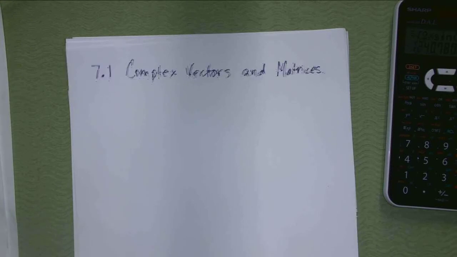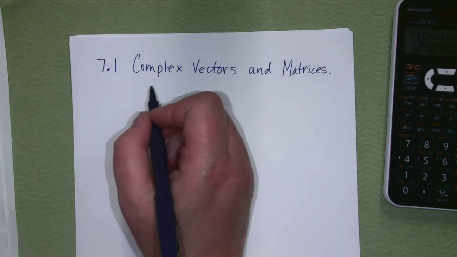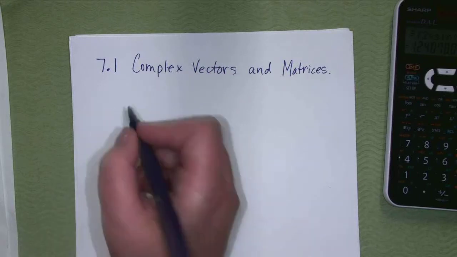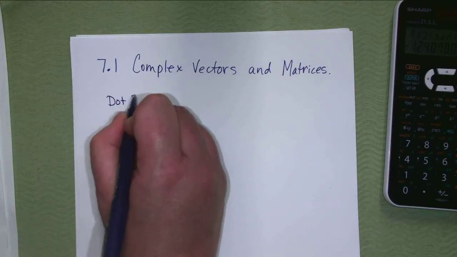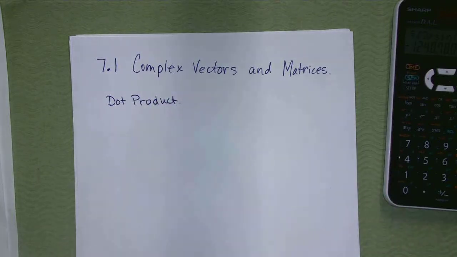Okay, so 7.1 is complex vectors and matrices. So we're just going to use complex numbers in matrices and vectors. So first of all, the dot product. Everything is defined a little bit differently. So we'll talk about the dot product first, because this sort of explains why.